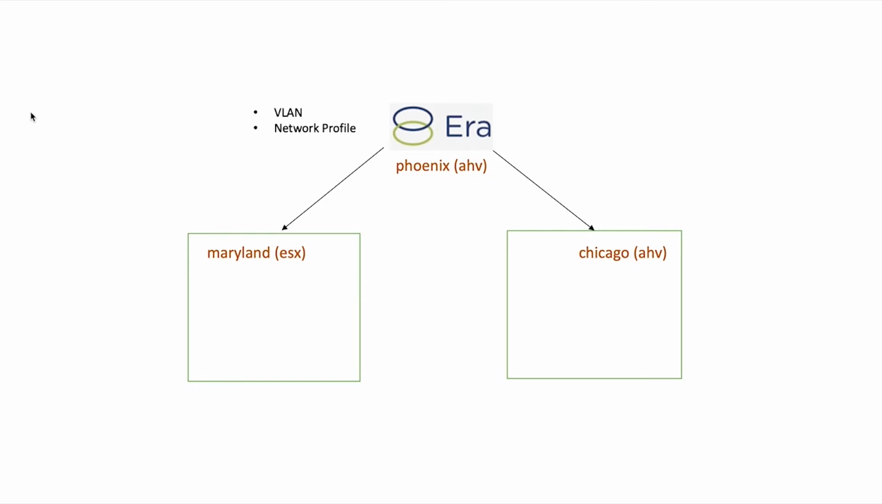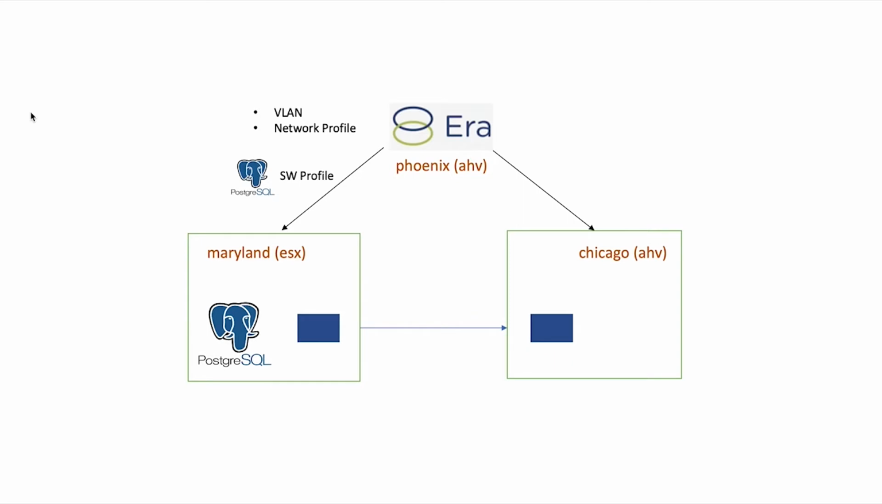We would configure the necessary VLANs and network profiles and then provision a Postgres database using Era on Maryland. We would then snapshot this particular database and use that for copy data management purposes and create a clone out of that on the Chicago data center.